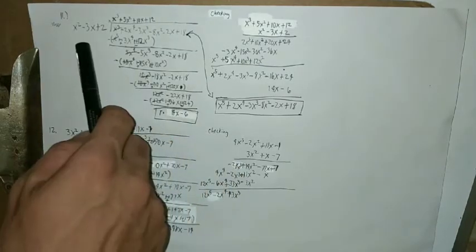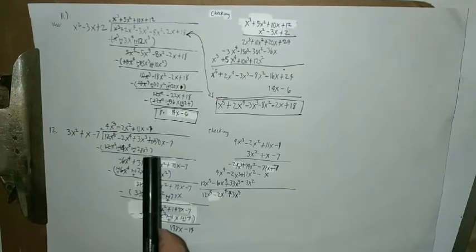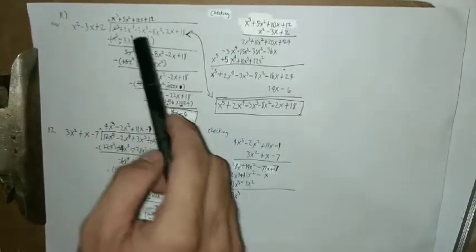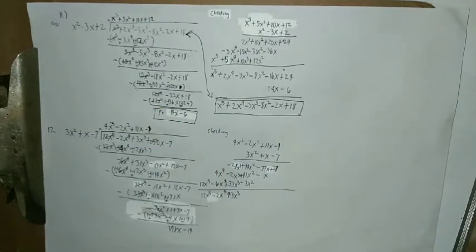Then you divide again x squared to 10x cubed. Then you get positive 10x. Then you multiply positive 10x to x squared minus 3x plus 2. Then you get positive 10x cubed minus 30x squared plus 20x. Then you multiply the answer by the negative sign, which will give you negative 10x cubed plus 30x squared minus 20x. Then you use the cancellation method. Then the answer is 12x squared minus 12x plus 18.